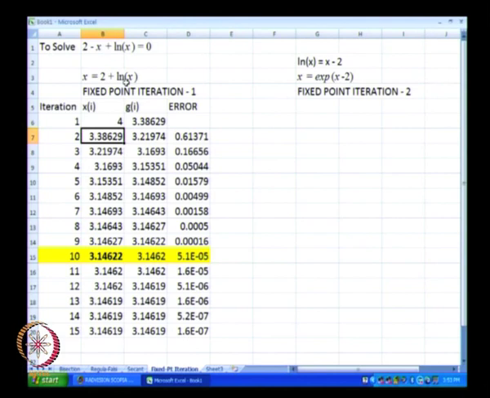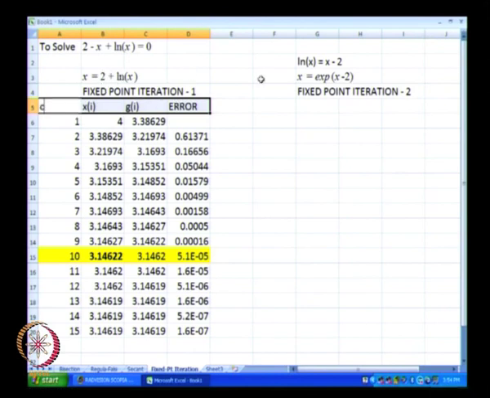We started off with the initial guess of x_i equal to 4, and with the guess of x_i equal to 4 we get convergence in 10 iterations. So that was fixed point iteration number 1, using x equal to g of x written like this.